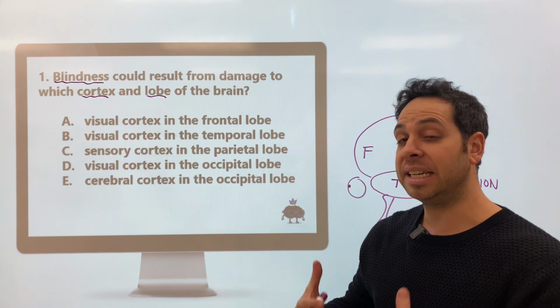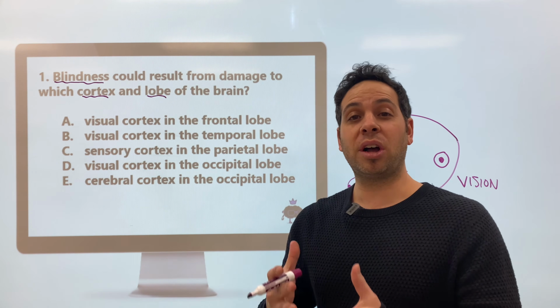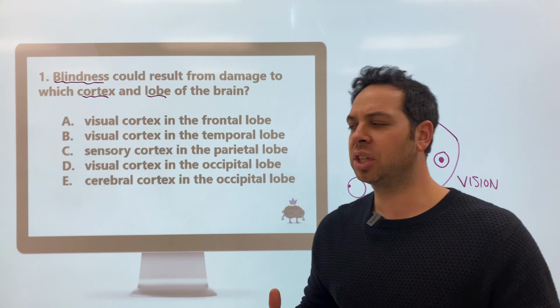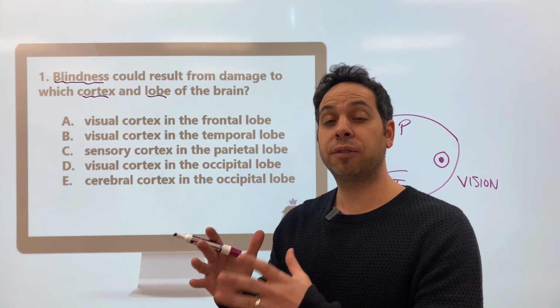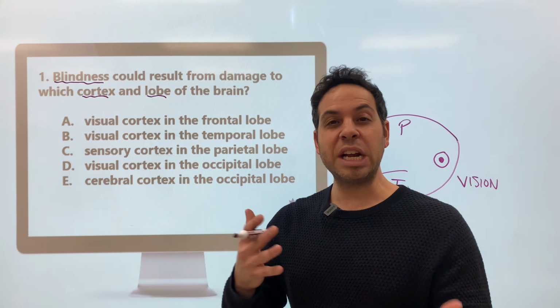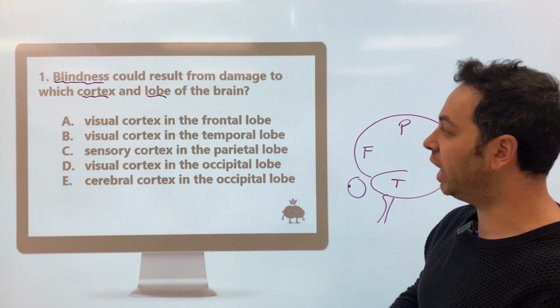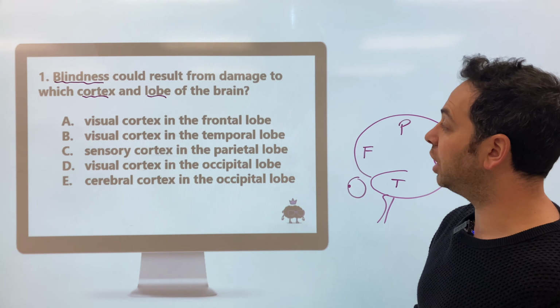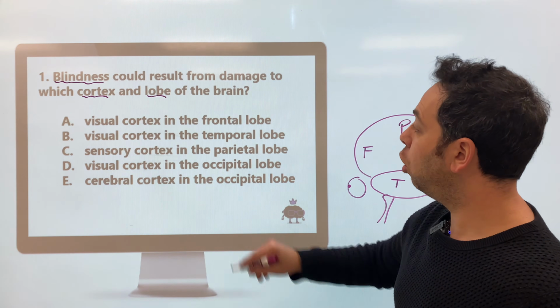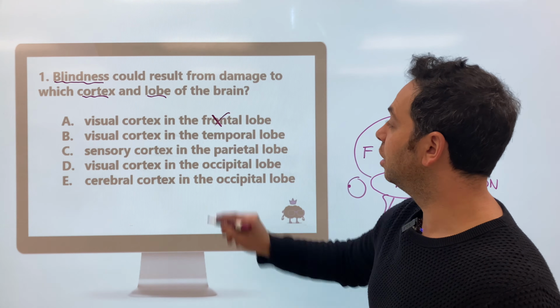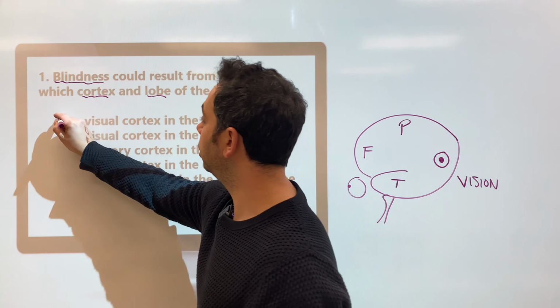So how does it help us? Well, anything that is not occipital lobe, we can cross off. One thing I always tell my students is don't always look for the right answer, look for ones that are wrong, cross them off, and then narrow it down to 2 or 3 possible choices. So anything that is not occipital cannot be our answer. Visual cortex in the frontal lobe, well, that doesn't deal with occipital, so that can't be our answer.